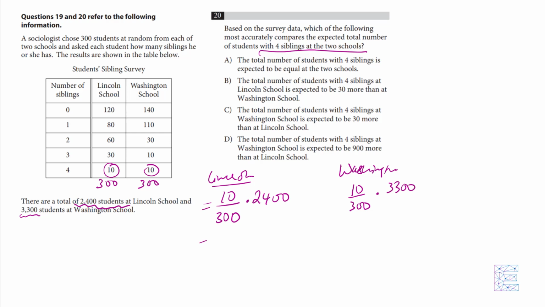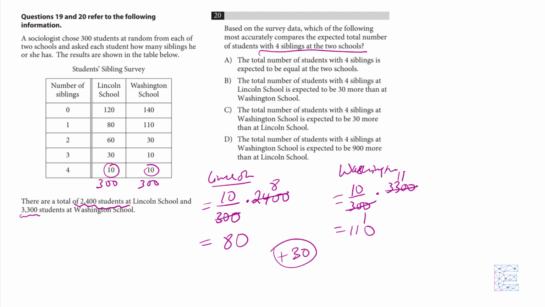So when we do the math for each of these, you will find that 300 goes into 2,400 8 times, so 10 times 8 is 80. 80 students in the total population would have 4 siblings. Repeating this process for this other one, 300 goes into 3,300 11 times, and then 10 times 11 ends up being 110. So we see that Washington has more students that have 4 siblings and they're up by 30.